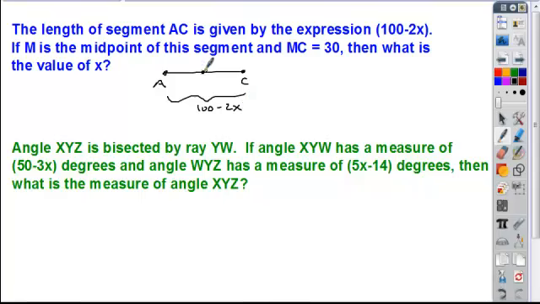If M is its midpoint, so again, we can label point M and identify that it cuts the segment into two equal parts, and MC is 30, then what's the value of x? So how would we go about approaching this type of problem? Any ideas? If MC is 30, what else do you know? Good. So you know that AM and MC are congruent, so they have to be equal in measure.